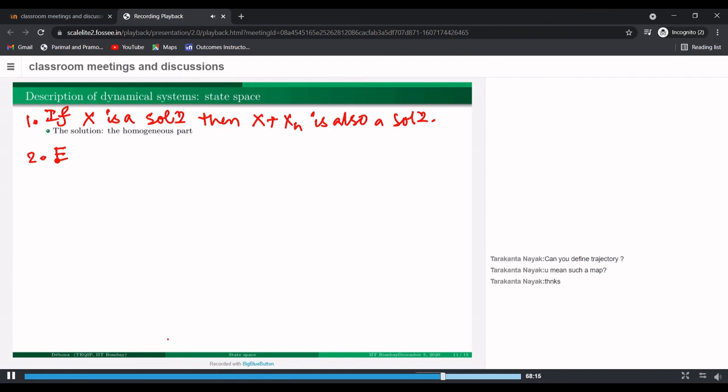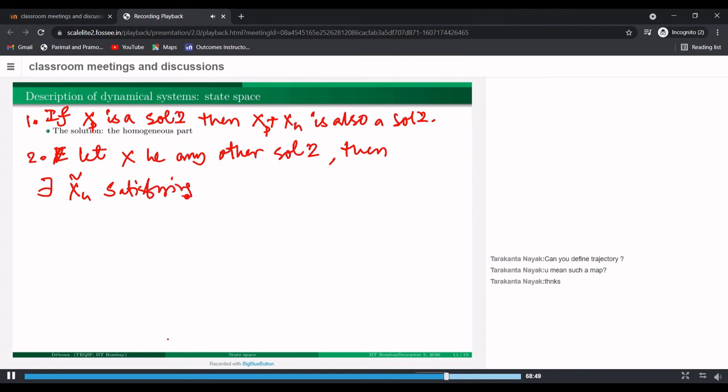So let me do this. Let me call it xp. Yeah, this is one fixed solution. Now, let x be any other solution, then there exists xh tilde satisfying the homogeneous equation such that x is equal to xp plus xh tilde.